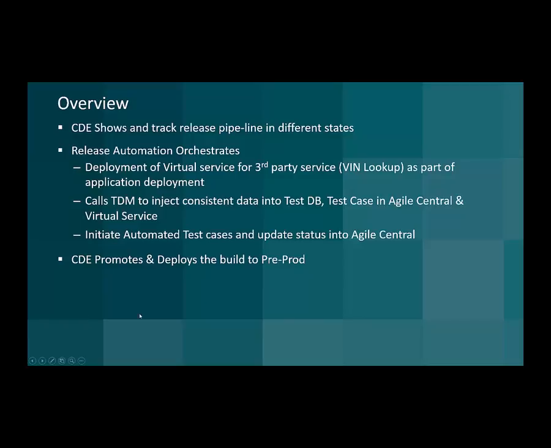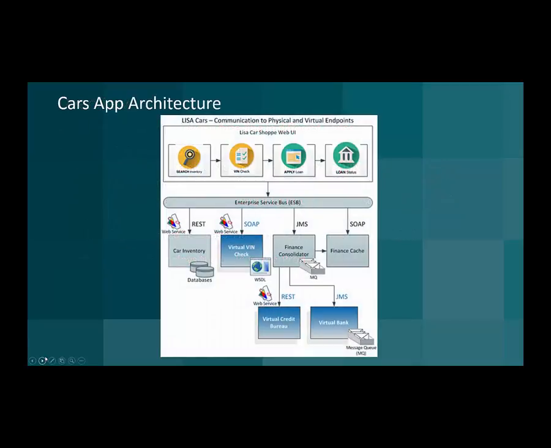Now, as part of our demonstration, we'll be showing you a sample application, in our case, the CARS application. This application contains a back-end database running on SQL, a virtualized service. So our bin check is something not available in our test environment. So we virtualized it, and we're going to inject test data not only into the database, but also into that virtual service. And also using release automation, we're going to provision the application across these multiple tiers.